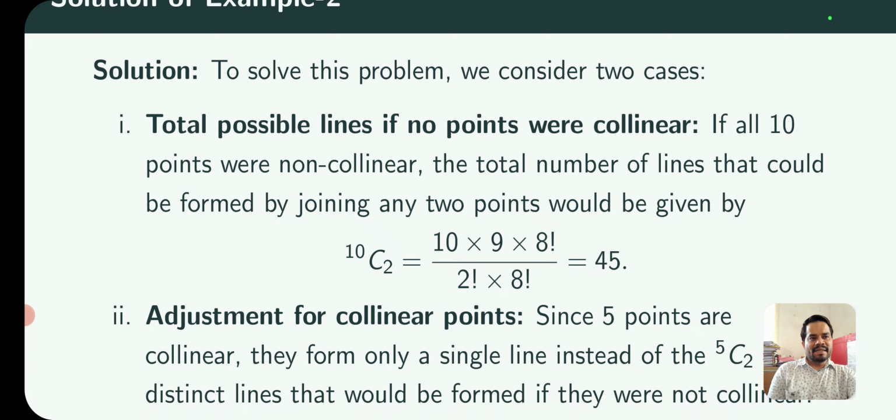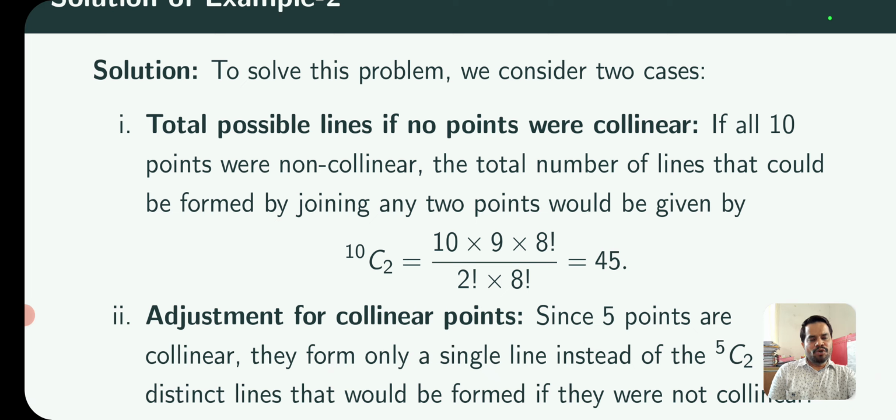Then the second case is the adjustment for the collinear points. It means that if 5 points are collinear, they form a single line. Do you understand? 5 points are collinear, so they form a single line.